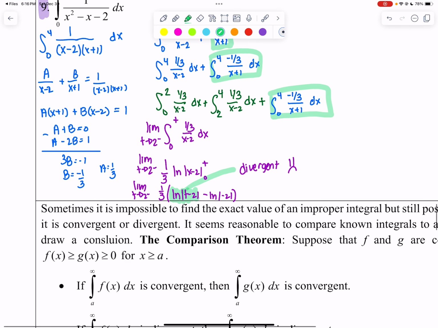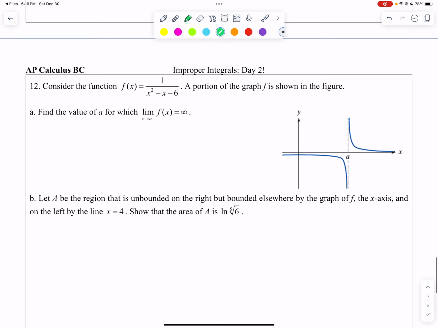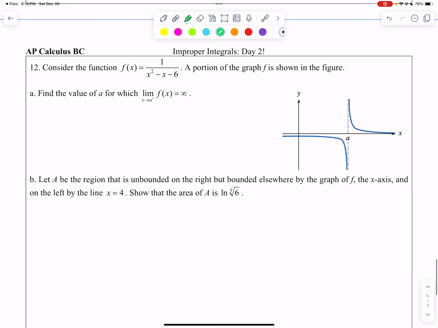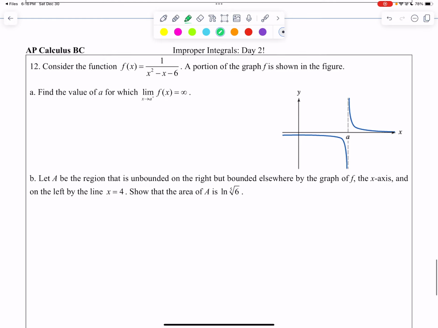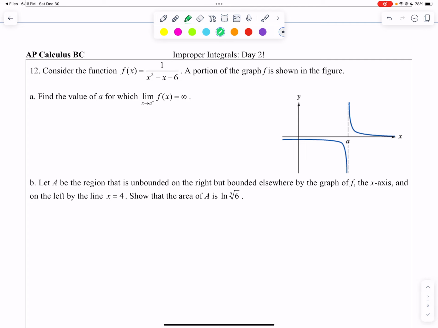All right. At this point, pause the video and do this FRQ for 15 minutes, and then play it once you are ready to do so.